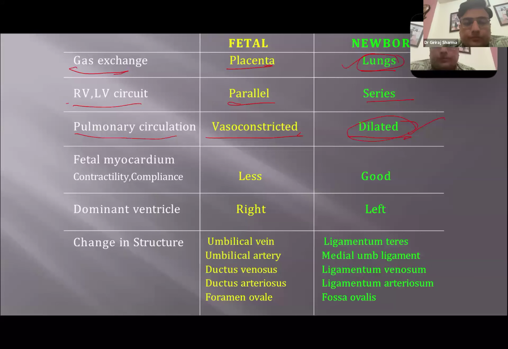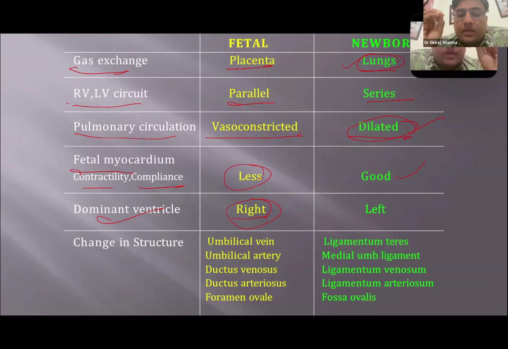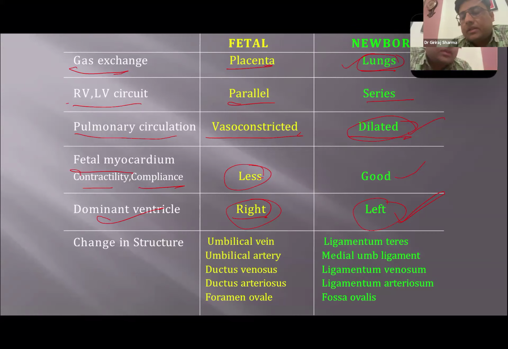Vasodilation happens after birth. The fetal myocardium is less contractile and less compliant. Compliance is very low in fetal life; the left ventricle is also less compliant and less contractile. After birth, compliance and contractility improve. The dominant ventricle in fetal life is the right ventricle because pulmonary pressures are high, so the right ventricle muscle mass is greater. After birth, because of the increase in systemic vascular resistance, left ventricle muscle mass increases, and the dominant ventricle becomes the left ventricle.